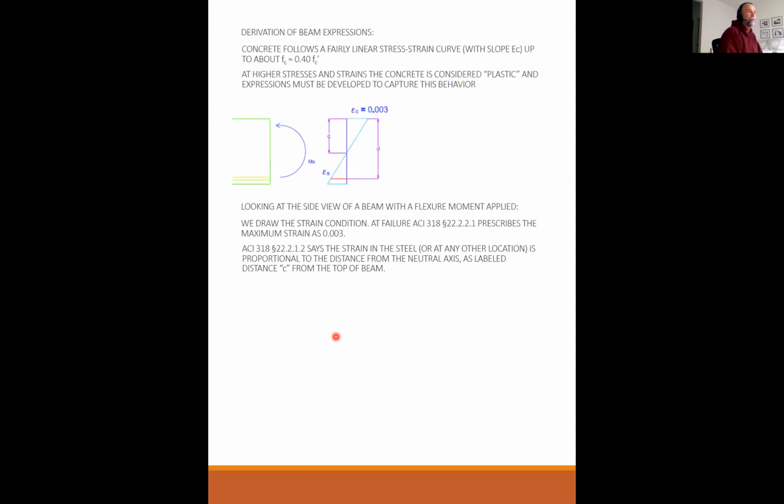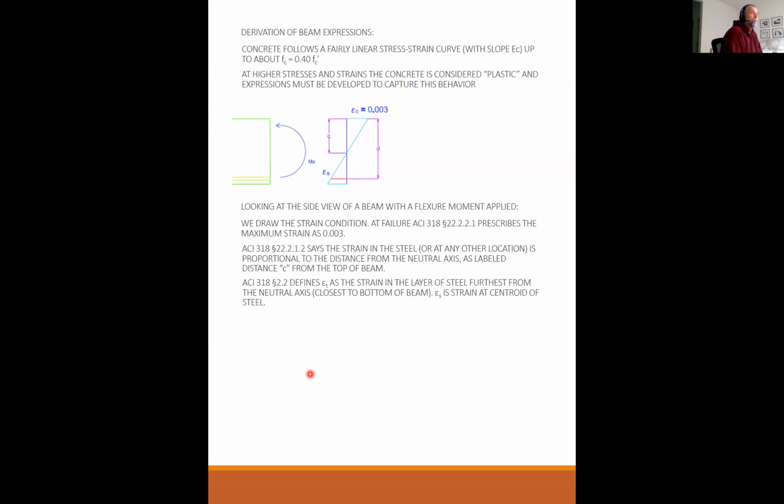ACI 318 section 22.2.1.2 says that the strain in the steel or at any other location is proportional to the distance from the neutral axis, as labeled distance c from the top of the beam. So in this illustration, the neutral axis is defined as the point where you have zero strain. And the common symbol that we use for that, from the top of the beam to the neutral axis, is labeled as c. And you'll see that consistently throughout the whole course. Concrete design always uses little c to designate the distance from the top of the compression to the neutral axis. Do I have any questions yet? Okay.